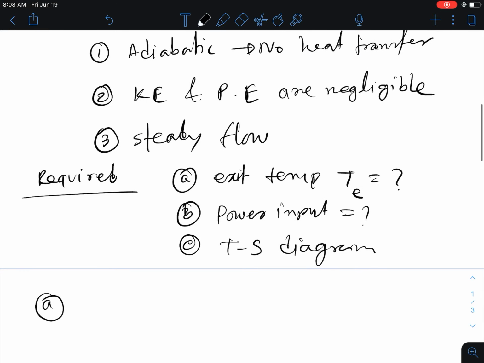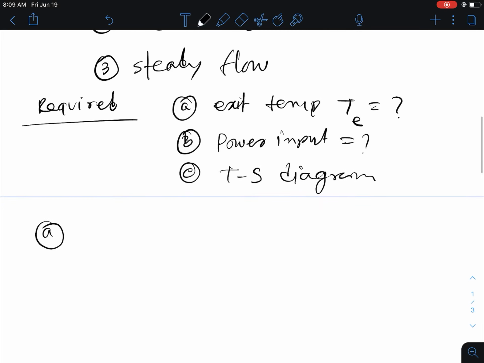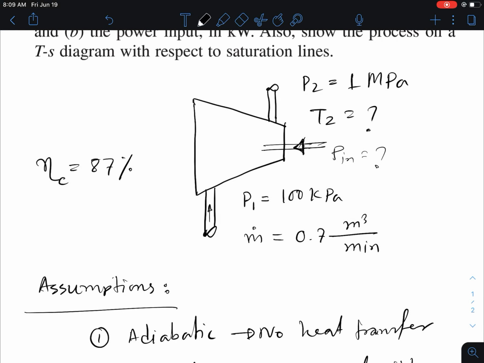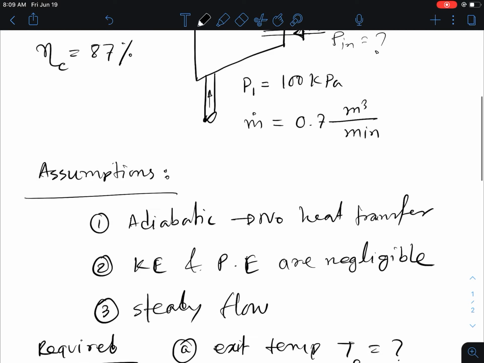So for A, the exit temperature, we have to use the isentropic efficiency formula. But before that, we would like to get some data of that refrigerant. For that refrigerant, we have two different cases. One is the entrance pressure, and another is the exit pressure. And then we are saying that this is an isentropic process from this problem, right? So if that's the case, then we'll go ahead and determine some of the thermodynamic properties from the refrigerant table, which is table A-12.